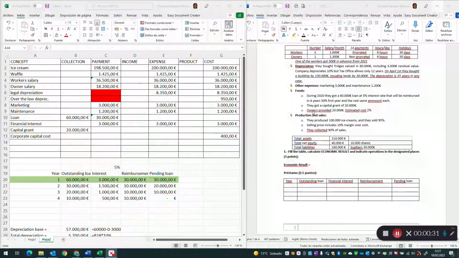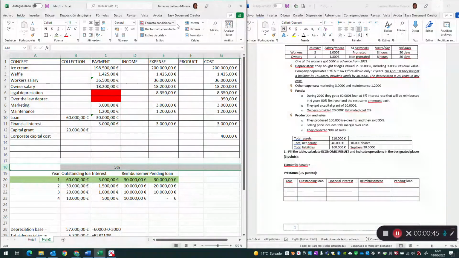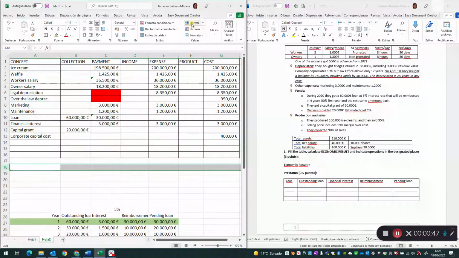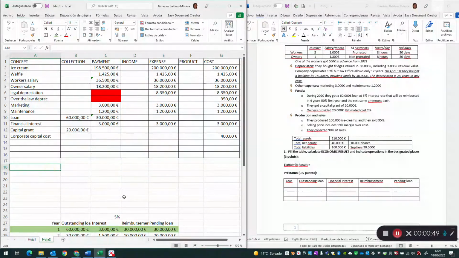So right now we're just going to focus on this top part, in which the exercise explains the production, how much is sold, how much is collected, how to calculate the selling price, and so on. So I'm going to add a few lines here so you can see the calculations. And first thing that I'm going to do is take notes of the information we need.